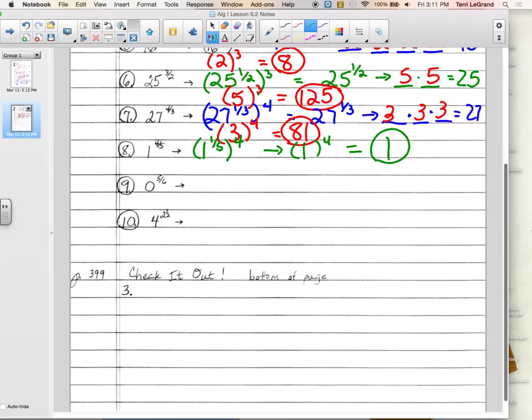Okay. How about 0? 0 taken to any power, it'll always be 0. So 0 to a negative power? 0 to a negative 2 power? Well, it'd be 1 over 0 squared. And what's 0 squared? 0. Can you divide by 0? No. Oh, how about 0 to the 0 power?